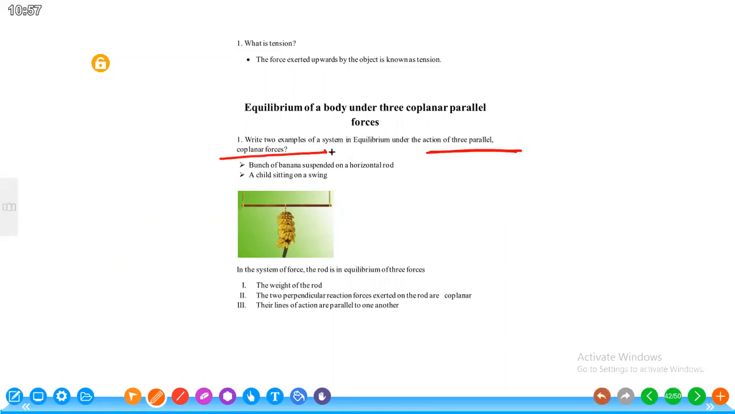The first example, a bunch of bananas suspended on a horizontal rod, and the second one, a child sitting on a swing. These are two examples for the action of three parallel coplanar forces. Now observe here, what are the forces acting? This is the perpendicular reaction force R1, here also R2, and the weight of the object W. Here four forces are active, but one force is not considered. That force is the rod force. The weight of the rod is not considered, right?